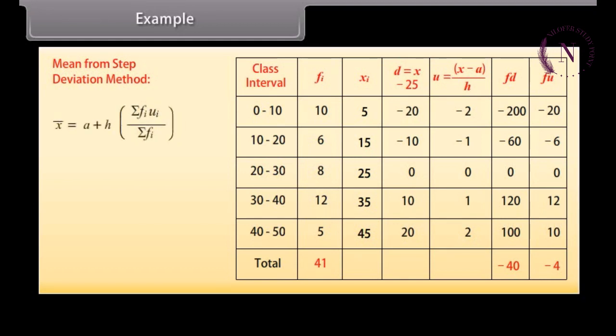After this, we find the mean using step deviation method by using the formula assumed mean plus h multiplied by summation of the product of fi and ui divided by summation of fi. 25 plus minus 4 by 41 multiplied by 10. 25 minus 0.98. 24.02.